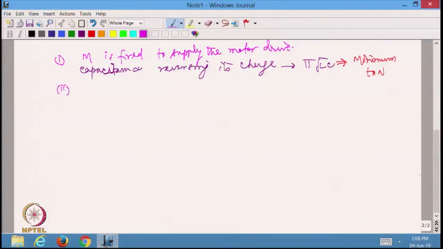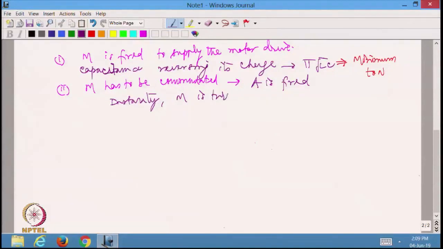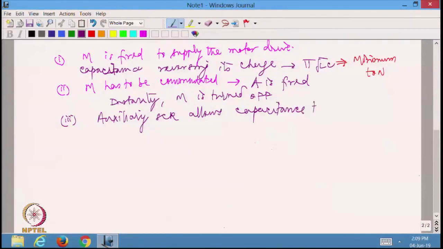The second portion is when M has to be commutated or turned off. Under that condition, I am essentially going to fire A. When A is fired, instantly M is turned off because of very high current flowing in the opposite direction. And after this, the auxiliary thyristor, that is the auxiliary SCR, allows the capacitance to be charged back to VDC. So it will be ready for the next cycle of operation. After this, the freewheeling diode takes over.